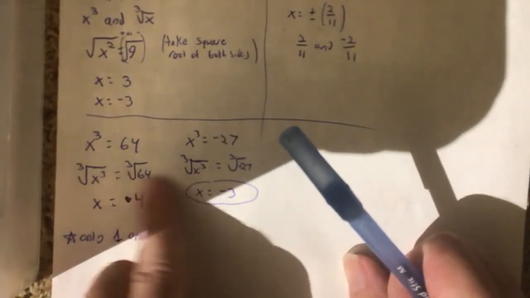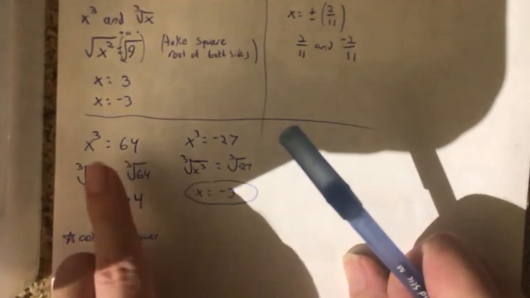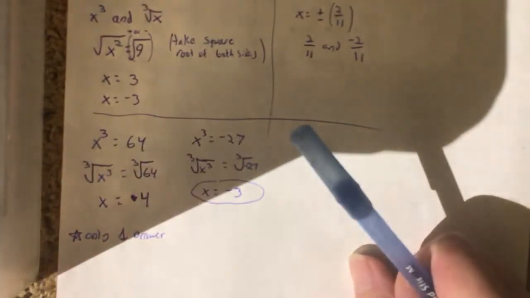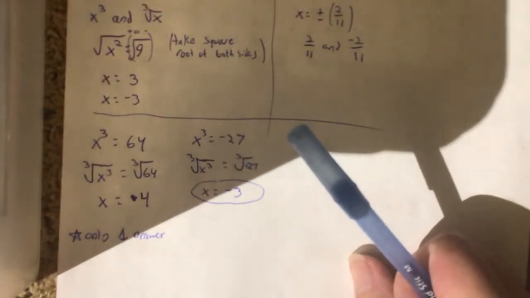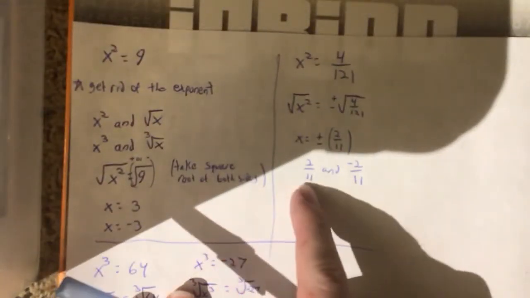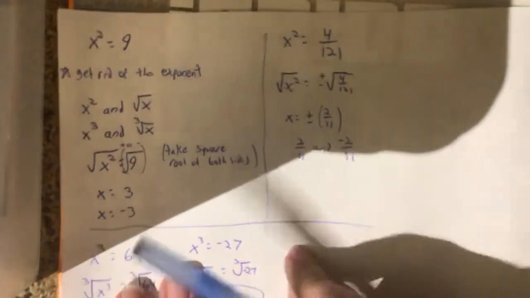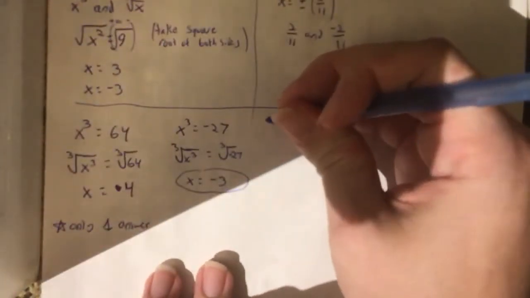Whenever I solve an x cubed equation, I will always have an answer. There's only going to be one answer, but it could be positive, it could be negative. I'll always have an answer for x cubed. However, with x squared, I'm going to have two answers, but there will be scenarios where I will get no answer. So let's look at another one.